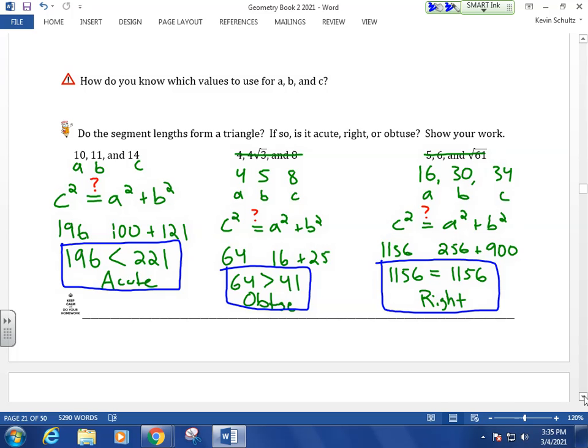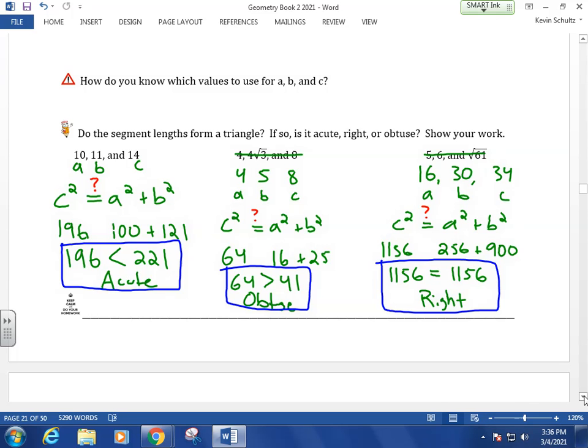Okay, so other uses of the Pythagorean theorem. Here we thought it was just an equation that related to right triangles. Well, turns out not so much. It's bigger than that. It can help us determine whether any triangle, if we know all three of the side lengths, is going to be an acute, obtuse, or a right triangle.